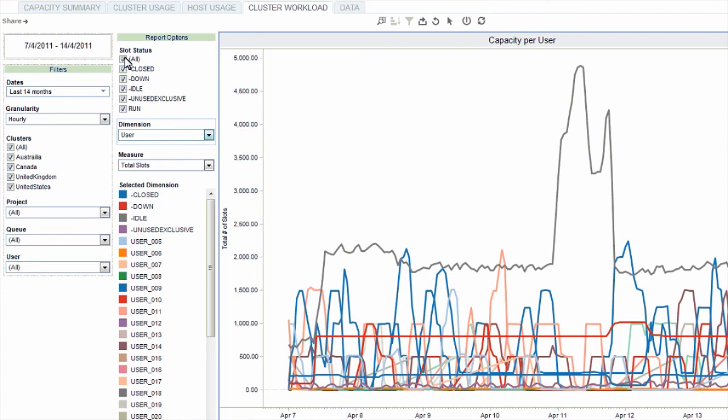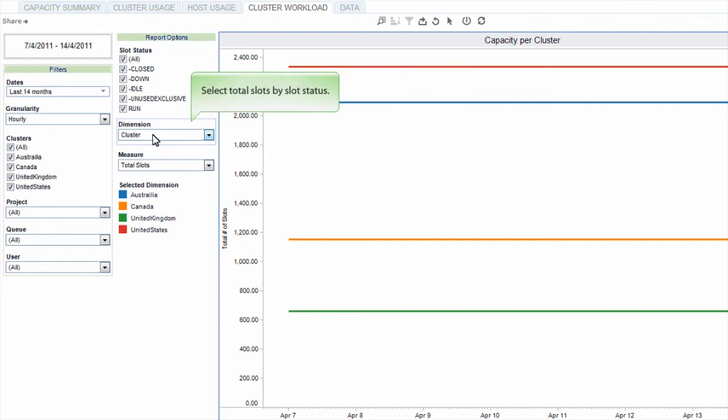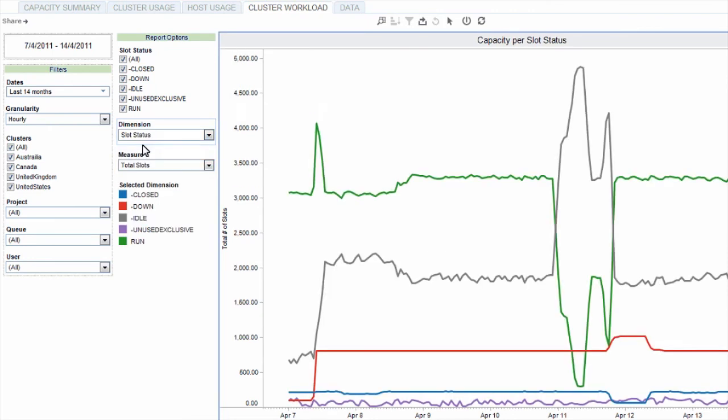Instead of looking at slot usage by user, I can look at slots by cluster. I expect this to be static since the total slots remain constant over the week. Now I see the relative size of each cluster. I'll change the dimension once more to look at slot status. Now I see the number of slots in each state across all clusters and how the status changed with time. Recall our significant quiet period in the US.